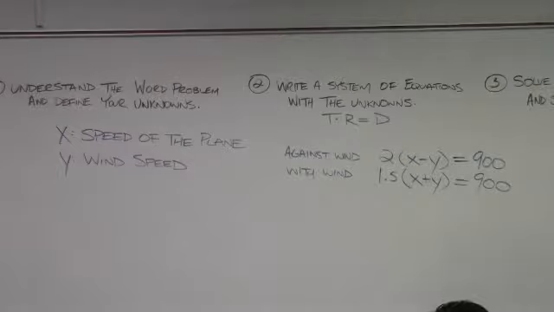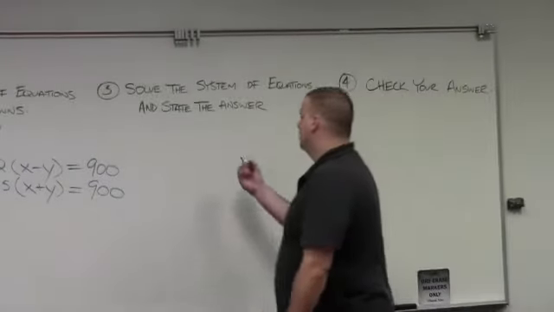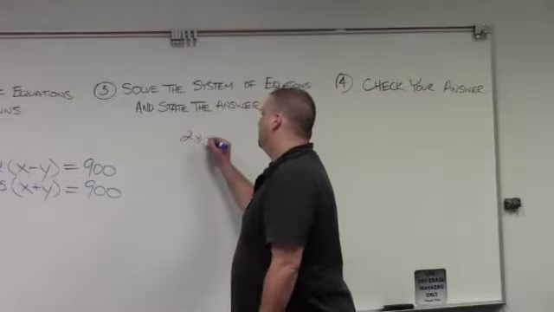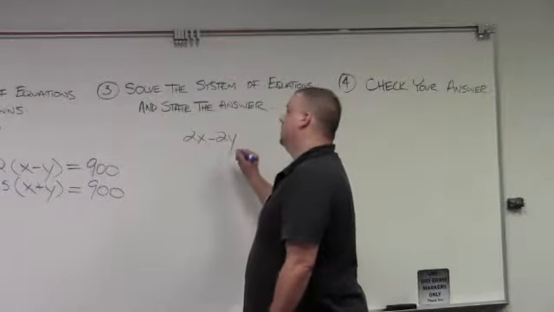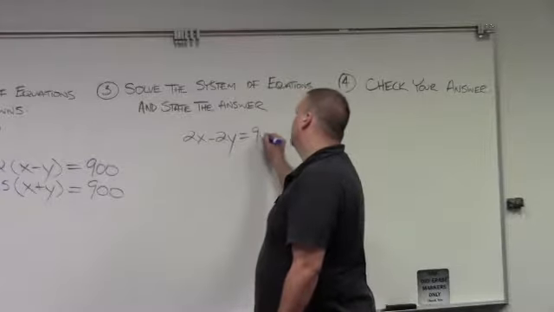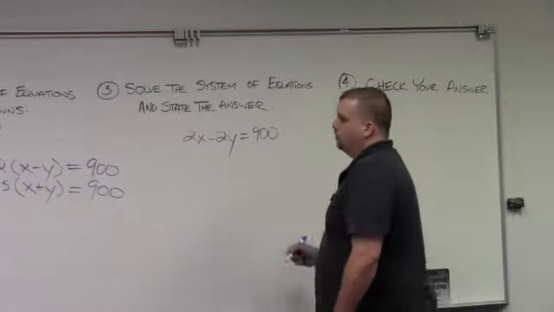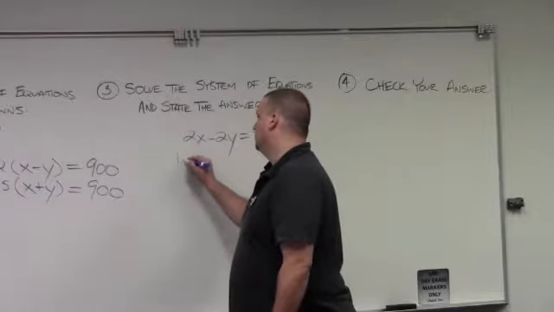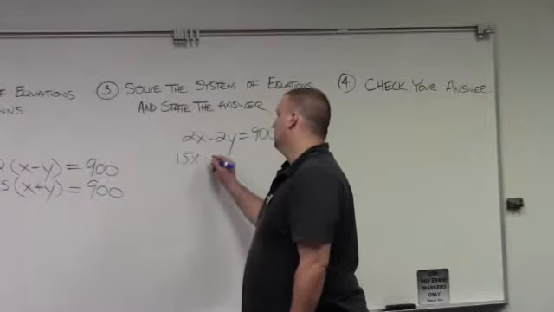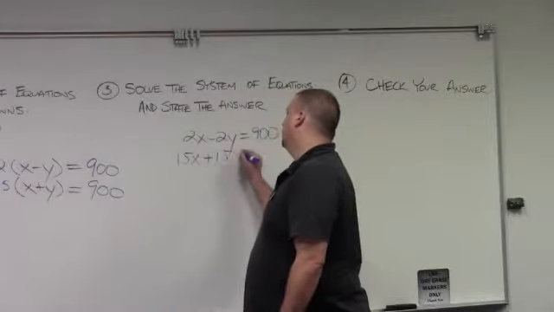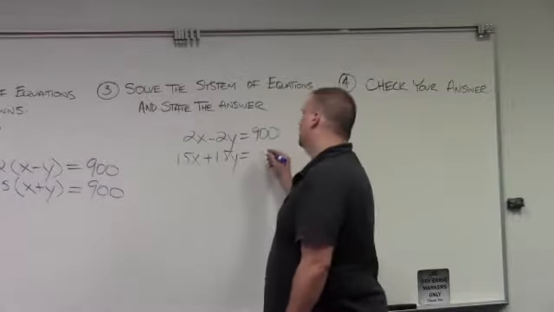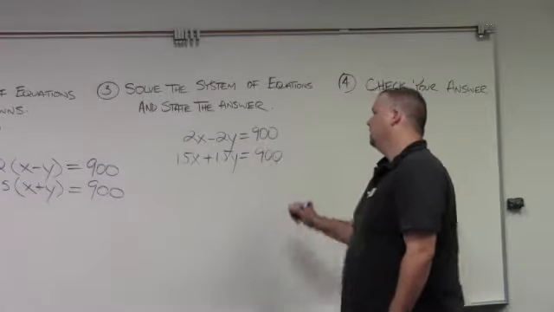So let's solve the system. You said we could use the distributive property, right? Get rid of those parentheses. So 2x minus 2y equals 900. And then I've got 1.5x plus 1.5y equal to 900.